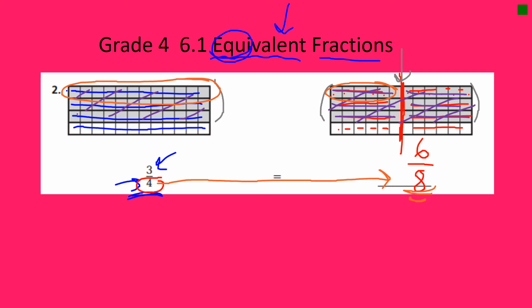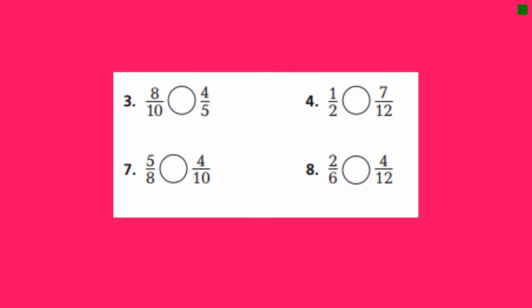So if I doubled the number of pieces, that also doubled the number of pieces that are shaded because it's equivalent. We didn't change how many are shaded gray. We just cut them in half and made them smaller. There are more of them in the whole, so there are more of them shaded now. Okay? All right, let's go on.